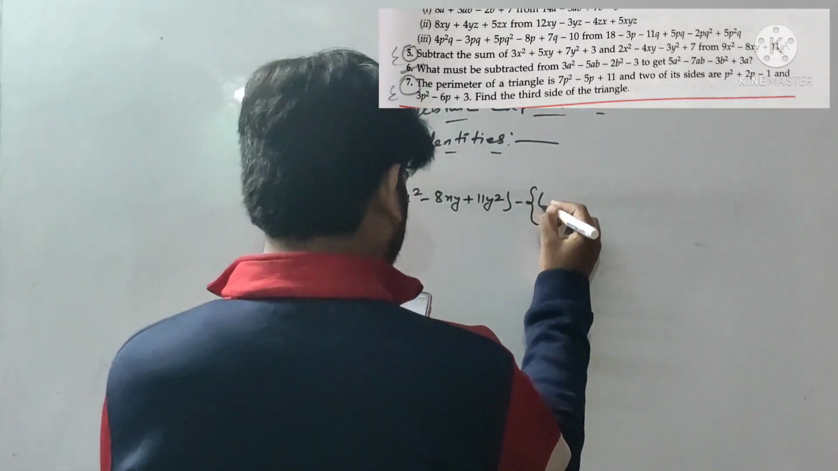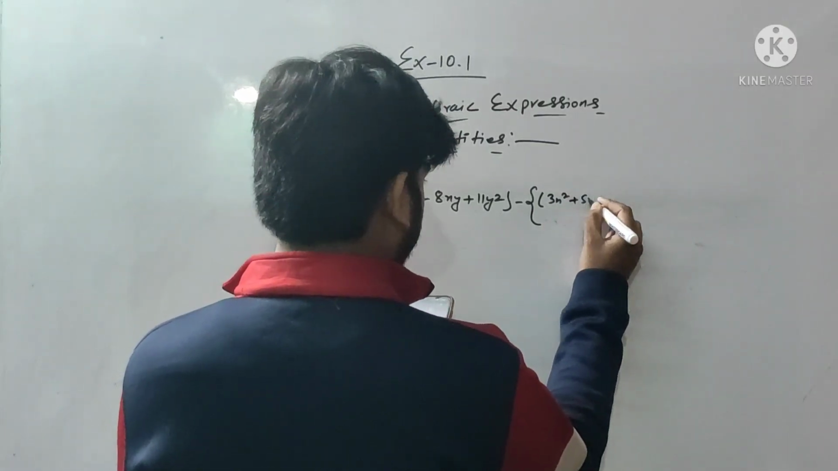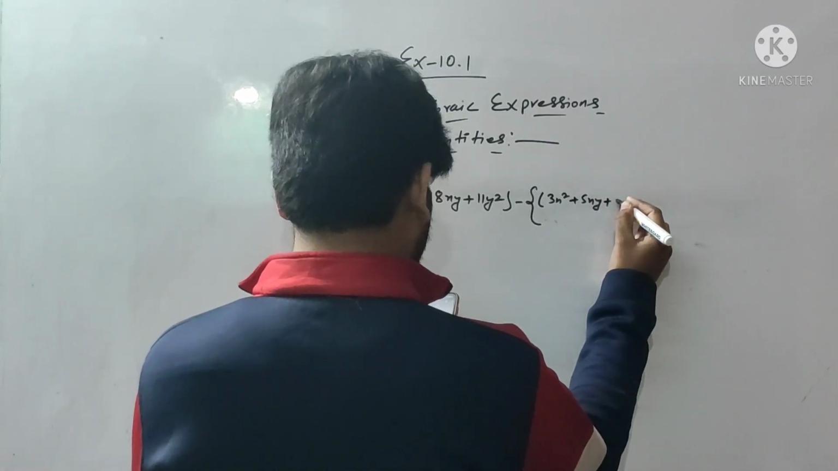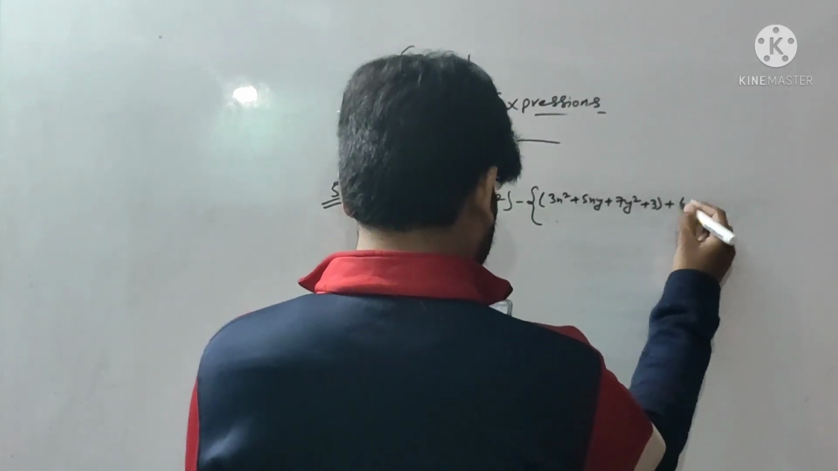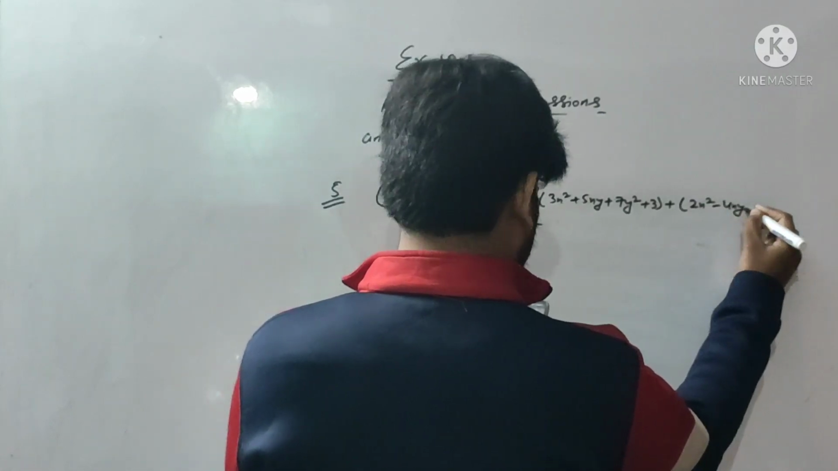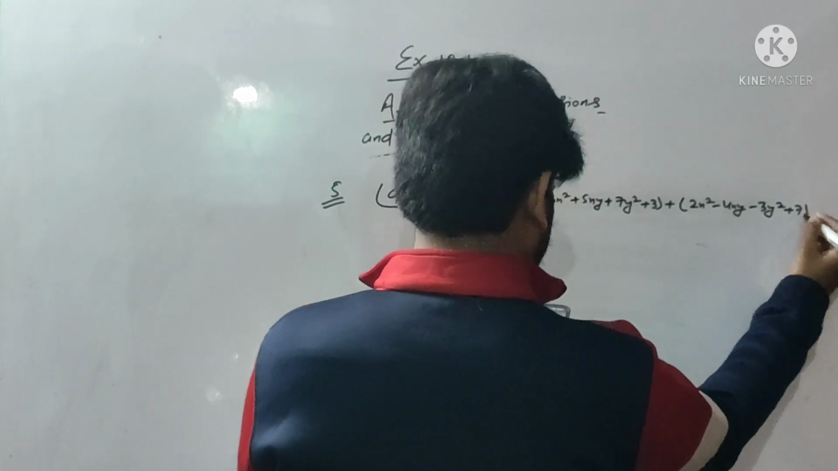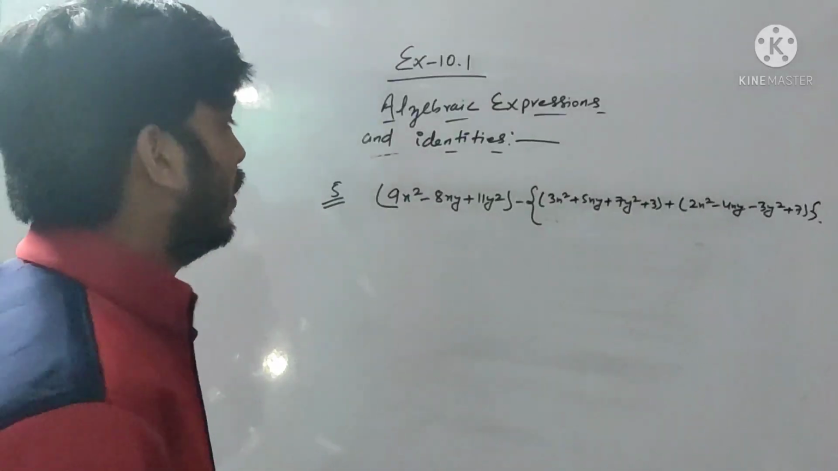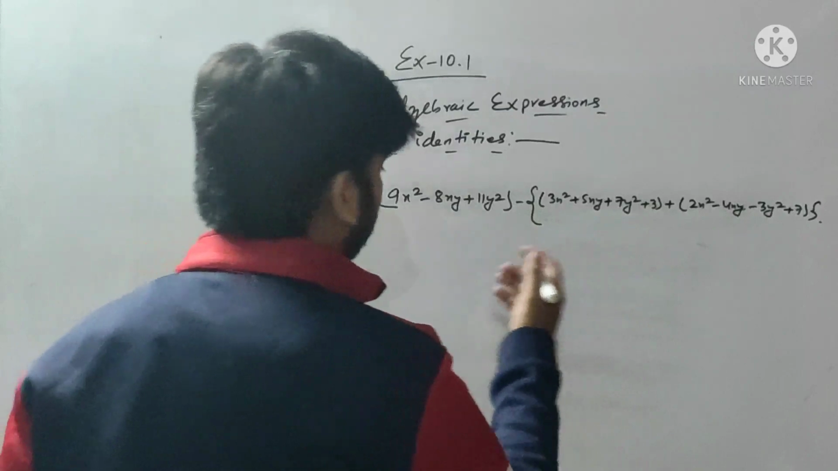So here we have to write the sum, that will be 3x square plus 5xy plus 7y square plus 3 and then plus 2x square minus 4xy minus 3y square plus 7. Okay. Now first of all we need to solve this bracket first. Otherwise we can do directly.